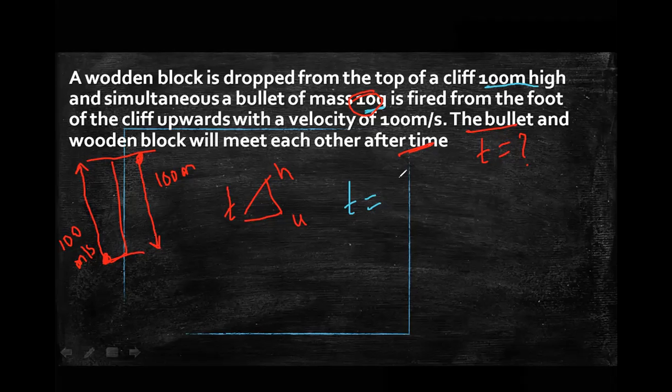This kind of problem, they are repeatedly asking. They may change the cliff instead of a cliff, they may say a building or a tower, something like that. But one they are dropping from the top, the other one projecting from the bottom. So simply, they are asking when they both meet each other.